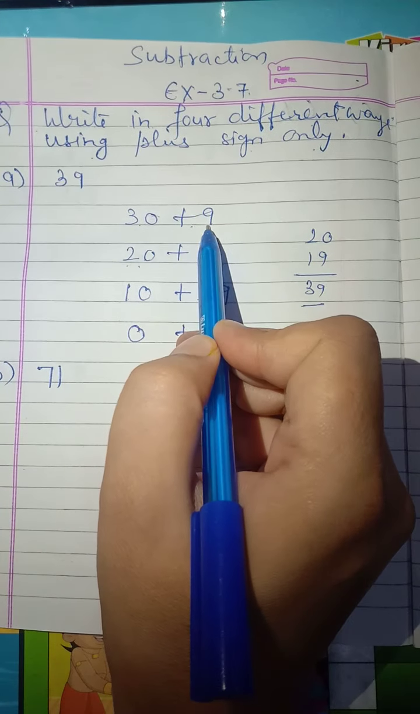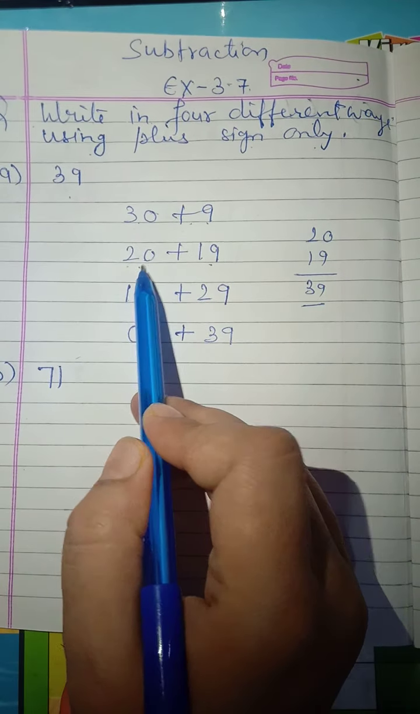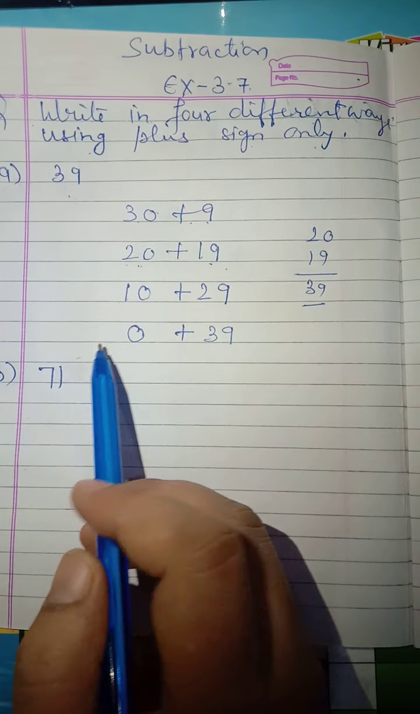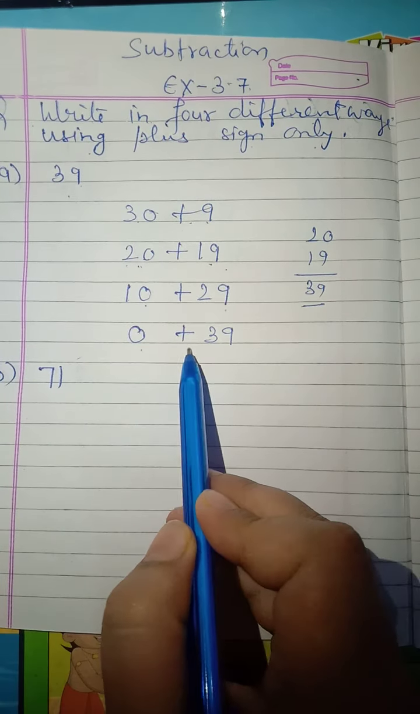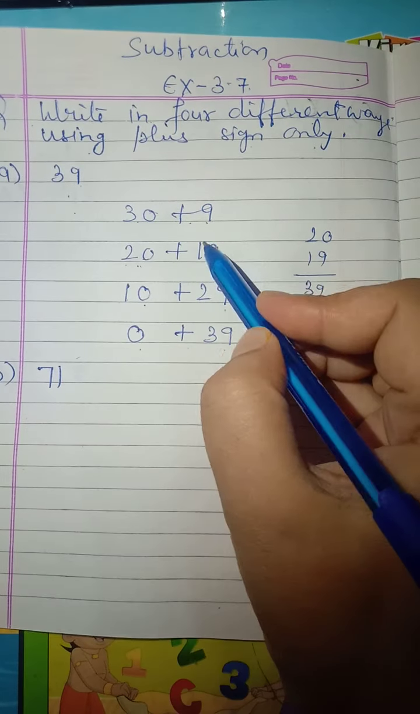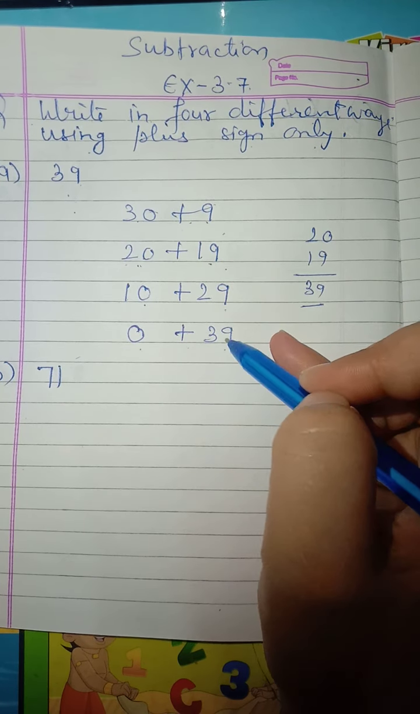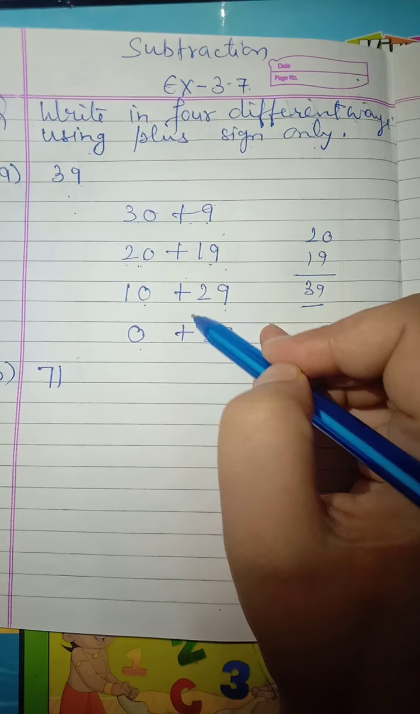So 30 plus 9 is also 39, 20 plus 19 is also 39, 10 plus 29 is also 39, and 0 plus 39 is also 39. So I have written 39 in 4 different ways using the plus sign.